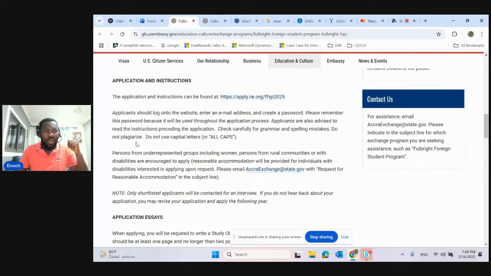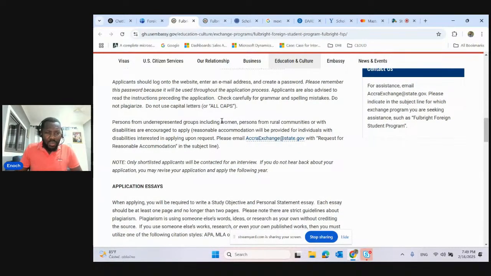Do not plagiarize. What this means is that you shouldn't copy other people's work and make it your own. It also includes not copying and pasting after using AI to write certain information. They will notice that, and that may work against your success. Do not use capital letters or all caps. So take note of that.